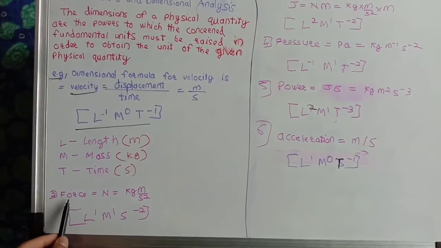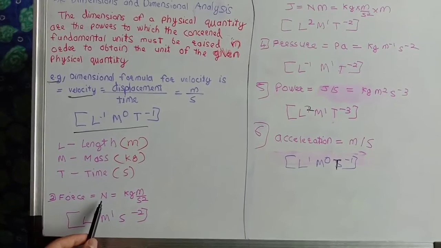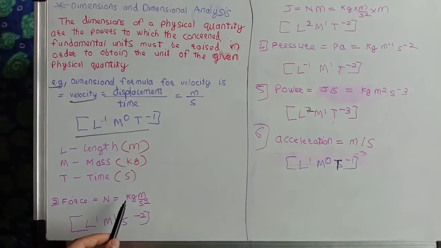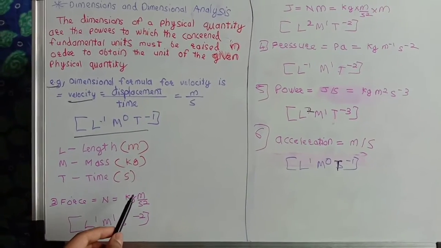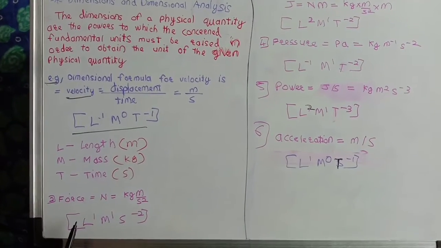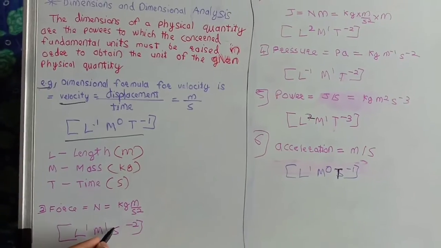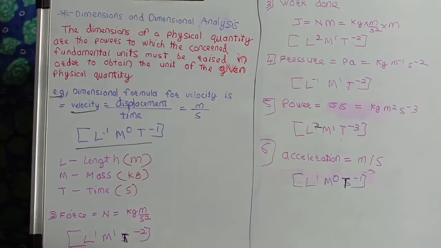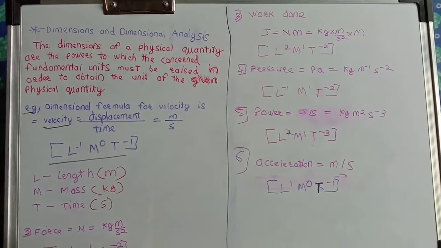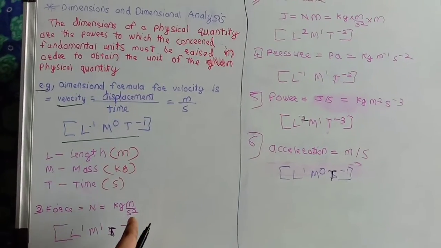Now the second example is of force. The unit of force is Newton, and 1 Newton is equal to kg meter upon second square. Therefore L raised to 1, M raised to 1 and T raised to minus 2, because here seconds square is taken.